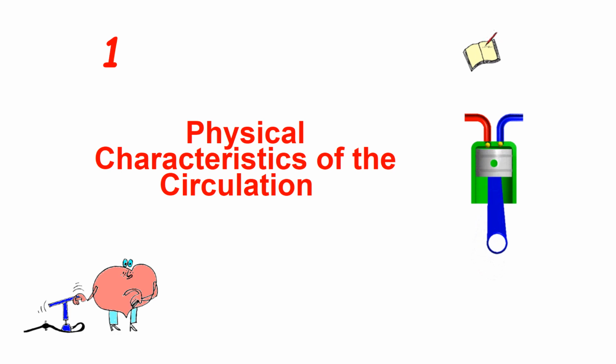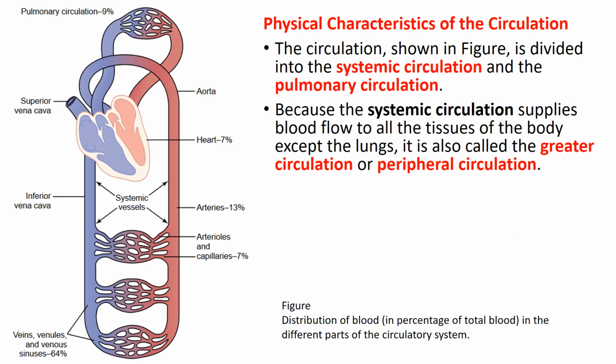Physical characteristics of the circulation. The circulation, shown in figure, is divided into the systemic circulation and the pulmonary circulation. Because the systemic circulation supplies blood flow to all the tissues of the body except the lungs, it is also called the greater circulation or peripheral circulation.